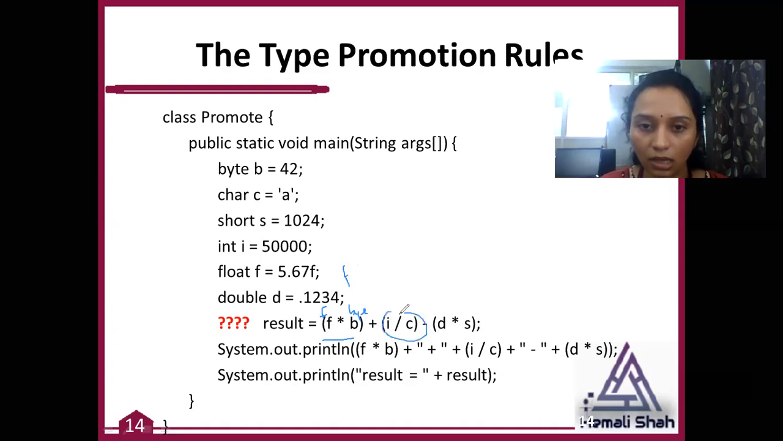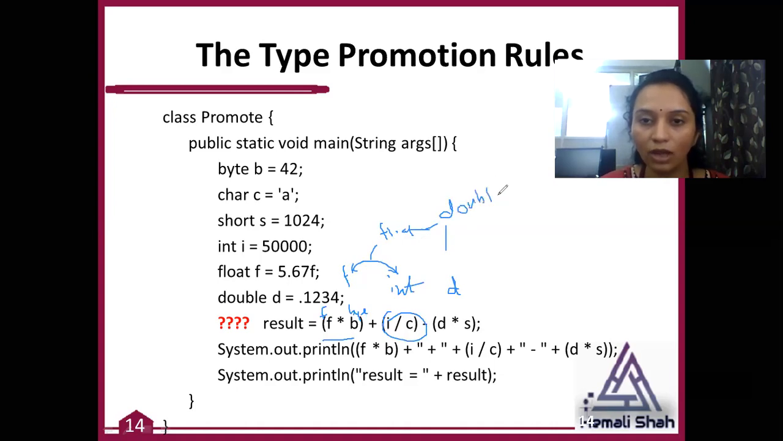Now, what should be the type for this expression? i divided by c: char and int, the larger is int, so here it is int. d, a double, multiplied by short, so the resultant data type will be double. Now when you perform the operation between these two, float and int, you will get the resultant data type float. Then you perform the minus operation with double, and you get the higher of float and double. That means you will get the resultant data type double.